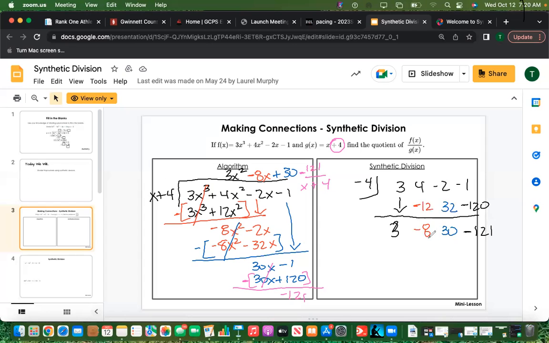So now that we're here, what we're going to do is look at what the exponent is of this and take one less and write our x's out beside these. Now remember, this -121 is our remainder. So we are going to put this one over what we originally divided by, which is x plus 4.